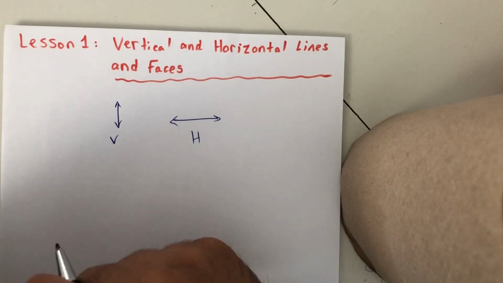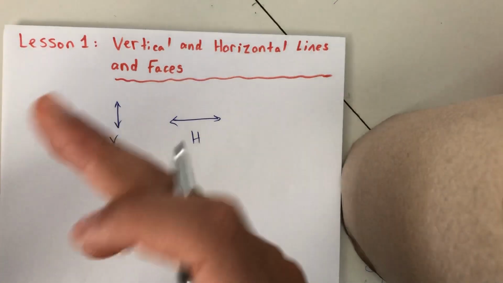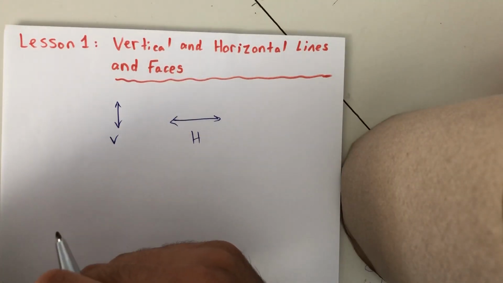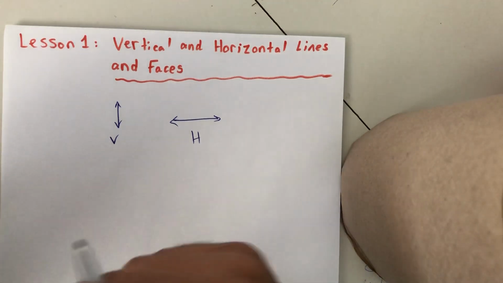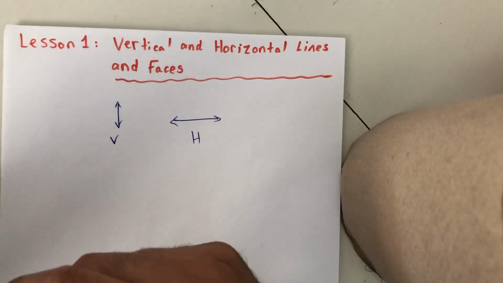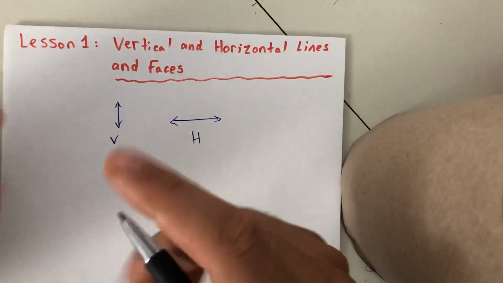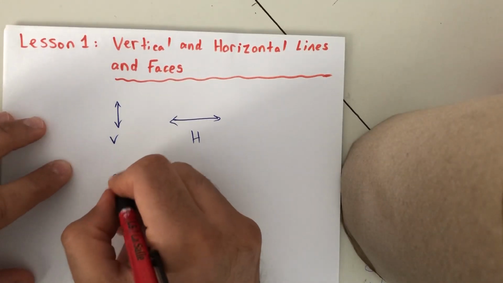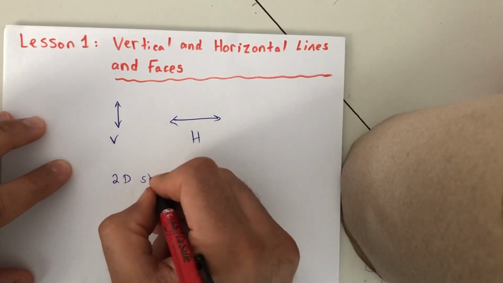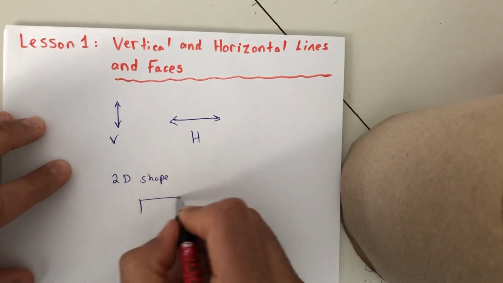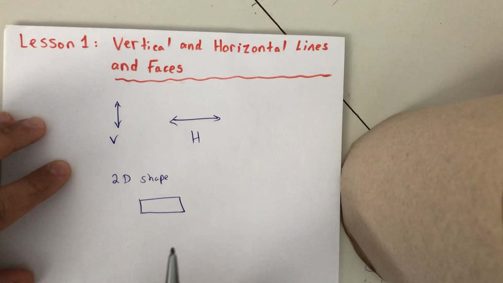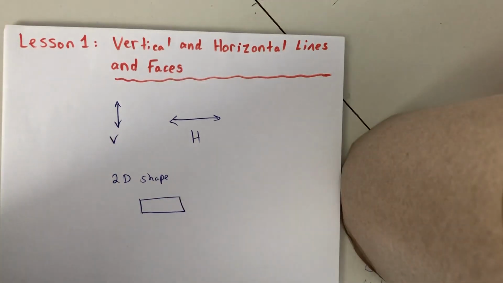Now, in this lesson, I also want to remind you about 2D shapes and 3D shapes. A 2D shape is a flat plane figure or shape that has two dimensions. It only has a length and a width. For example, a 2D shape or figure is like a rectangle, right? That's all you see. You just see the one face of it.